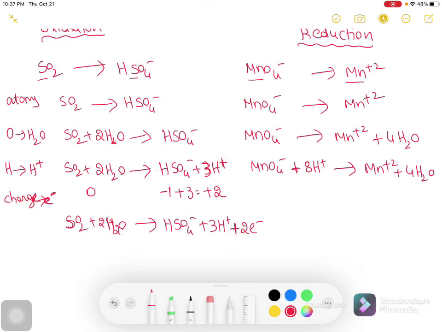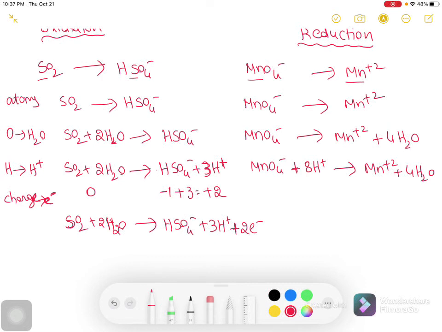Among 0 and plus 2, the higher value is plus 2. So we have to add electrons on the plus 2 side only, and we need to add 2 electrons. We need to find the difference between these two charges, and then that particular number of electrons we need to add.